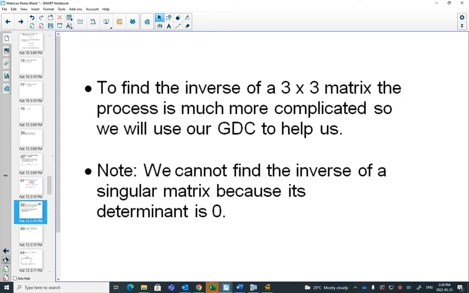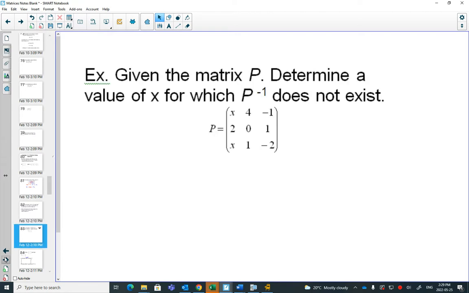Something I would say that would be interesting just to glance at is the process of finding the inverse of a 3 by 3 matrix algebraically. A little Google search will show you. It is not a short endeavor. So we are going to use our calculator. And again, if the determinant is 0, no inverse will exist. So if we want it to not exist, that means the determinant of P would have to equal 0.